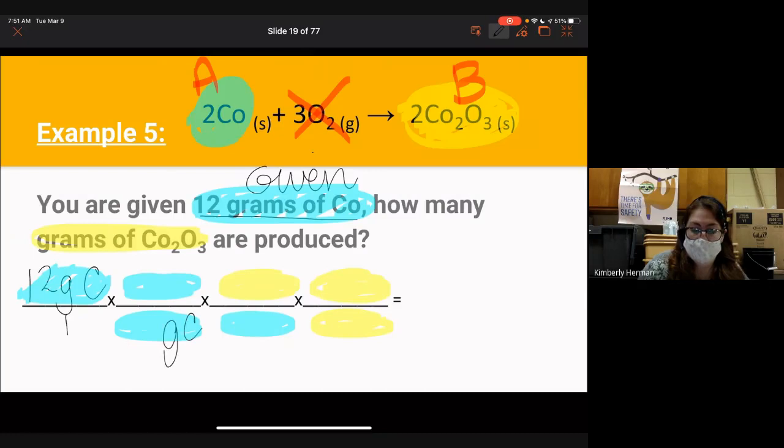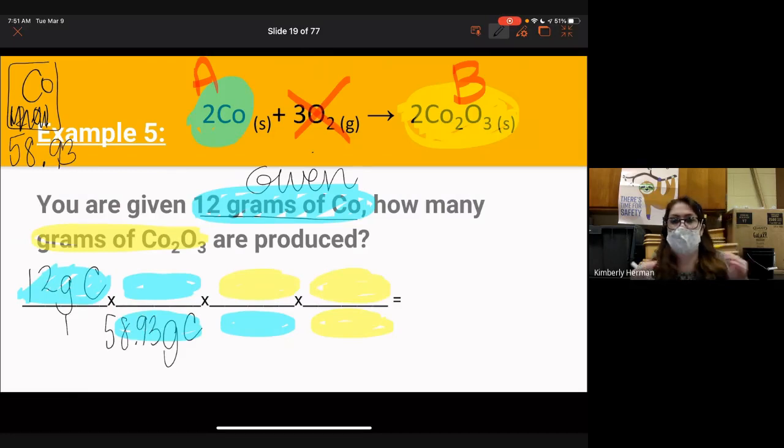So then we need grams of Co here. So we need our periodic table out, and we'll see that cobalt is 58.93. So 58.93 goes on the bottom. Remember that grams is always per 1 mole. So we're going to have 1 mole of Co there. So notice that our gram and our gram cancels out, and we've done conversions like this before.